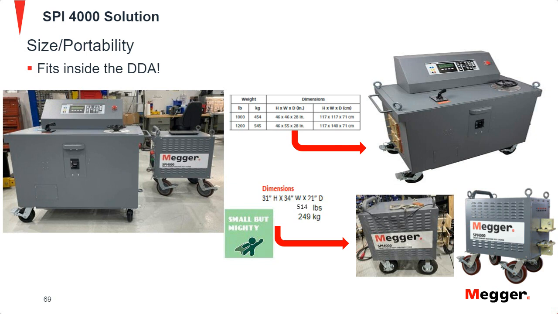And seen here again, it's just a comparison of a legacy test set to that SPI 4000. Again, the legacy test sets were roughly 1,200 pounds. SPI 4000 can pretty much fit inside the legacy test sets. And so these are great when going in data centers or just going in smaller switchgear rooms where they can fit right through the door. You don't have to worry about having a secondary access or anything like that.